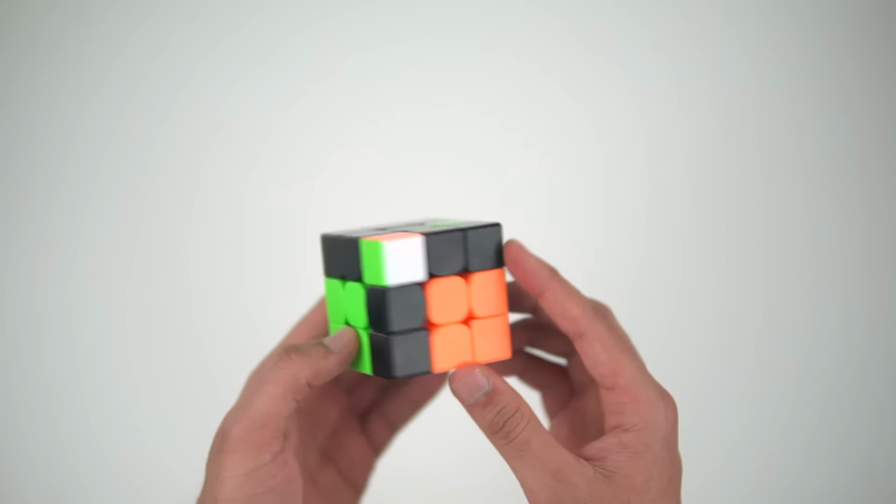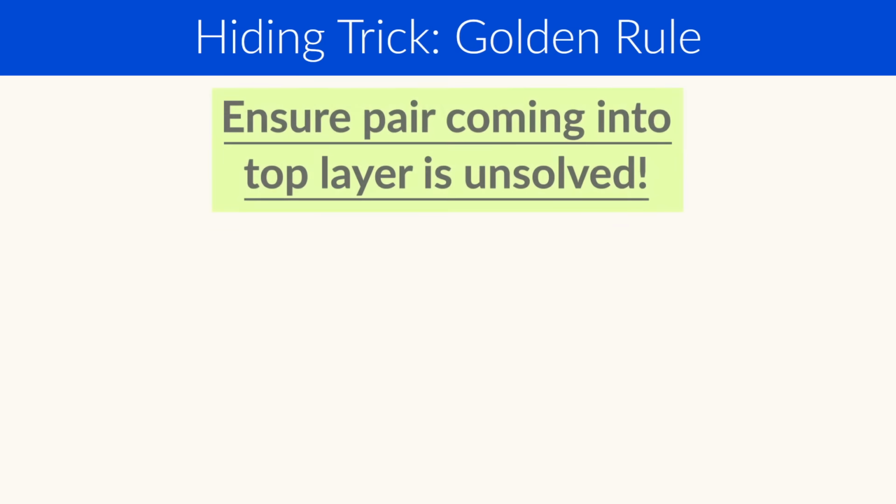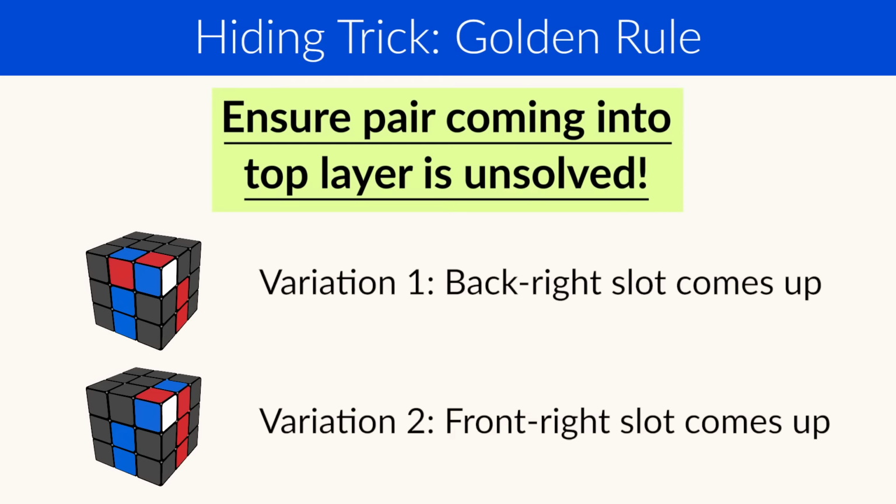And if you're wondering when you're supposed to do this trick, I want you to remember this one golden rule. If you ever want to apply the hiding trick, make sure the slot that you're bringing up into the top layer is unsolved. If you're hiding with an R prime, the back slot is what comes up. If you're hiding with an R, the front slot is what comes up. So that golden rule should generally cover every case. If you're still stuck and confused, don't worry, we're about to do some examples right now in part 4, and you'll get a much better understanding of it.